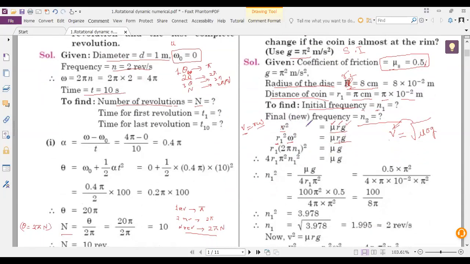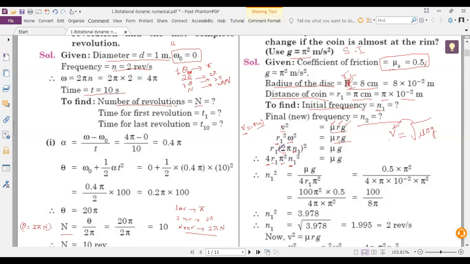Why are we putting 1? Because we are finding the initial frequency. If the initial frequency is 1, the radius is also represented by 1. So this is N1 and this is R. We have to find this part. So remove the square and expand it. This 2 becomes 2 squared, which is 4. Now π becomes π², N1 becomes N1², and this R1.